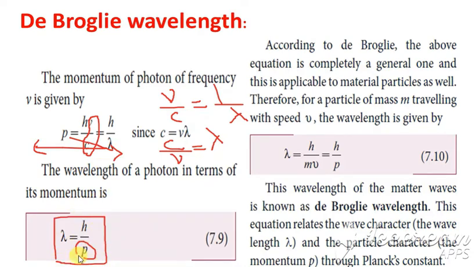Here p is the momentum. So momentum is also equal to what? m into v, is it not? And so lambda is equal to h divided by mv, or lambda is equal to h by p. So this gives the de Broglie wavelength of a particle.